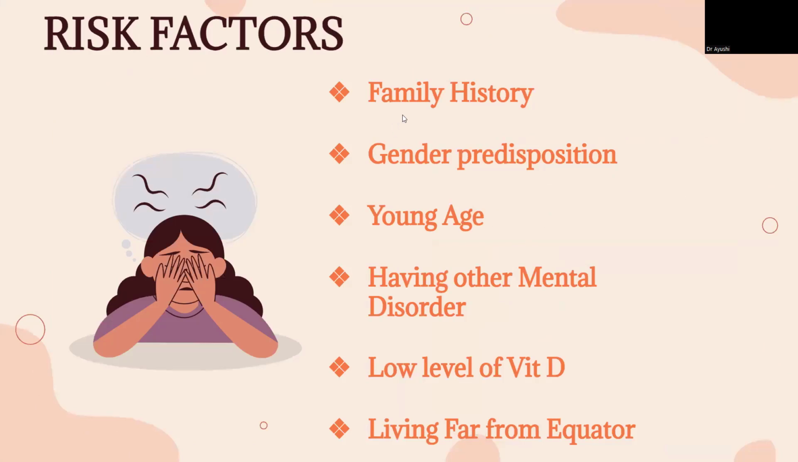What are the risk factors? Family history plays an important role. A positive family history is one of the risk factors. Gender predisposition: it is seen that females are more commonly affected with SAD than males. Younger age and having other mental disorders may also contribute to the development of SAD. Low levels of vitamin D, and people living far away from the equator, where they receive low sunlight.